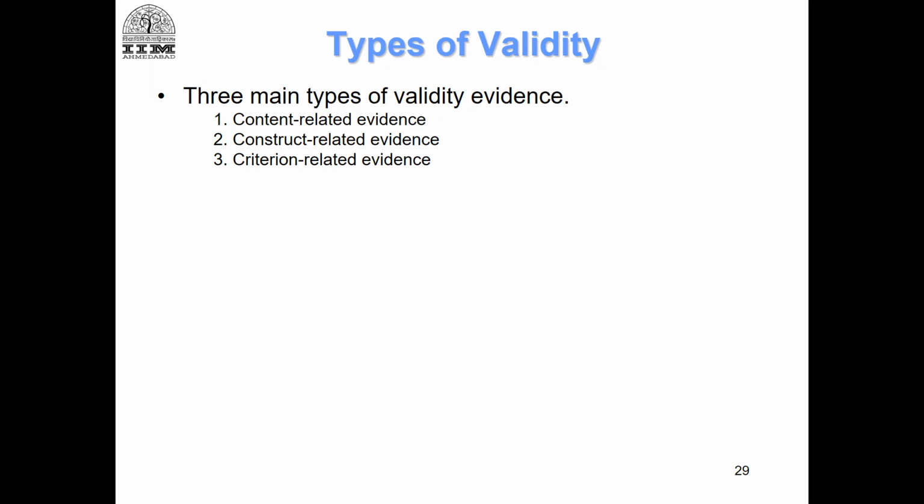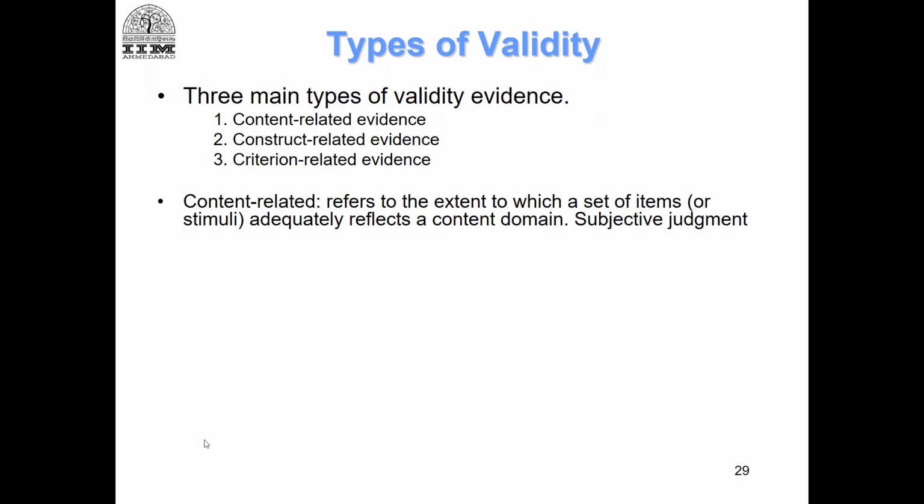So content validity is very critical for people who are actually developing a measure, right? People who are developing a scale or a measure for a construct in their research. So content validity or content related validity refers to whether the set of items that you have adequately reflect the content domain of the construct that you are trying to measure.